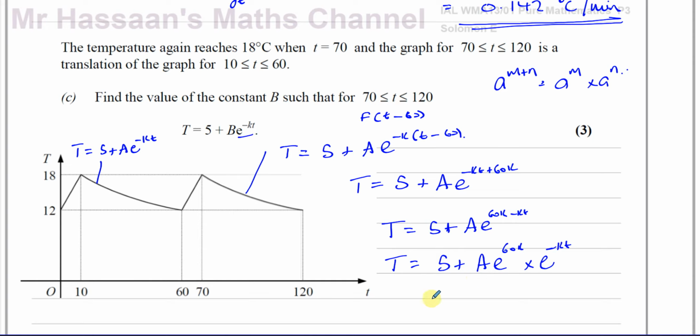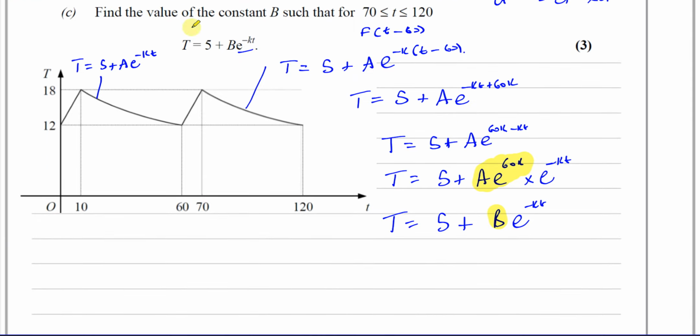Now what I can do is compare this to what we have. This is T equals 5 plus B times e to the power of minus kt, which means that B and this must be equal. Therefore B must be equal to A times e to the power of 60k. And now we know what A is.